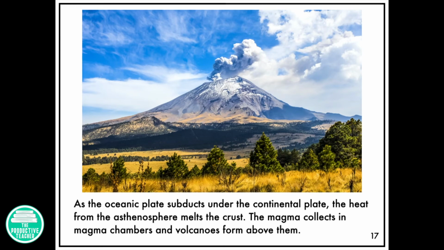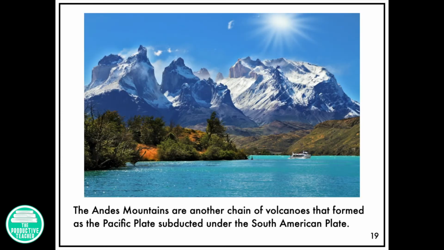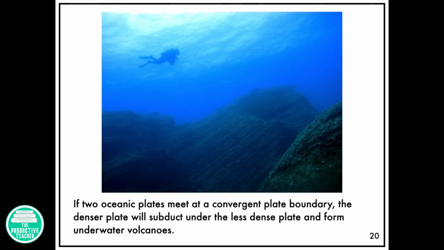The magma collects in magma chambers and volcanoes form above them. The Ring of Fire is made up of a chain of volcanoes formed as the Pacific Plate subducts under the plates around it. The Andes Mountains are another chain of volcanoes that formed as the Pacific Plate subducted under the South American Plate. If 2 oceanic plates meet at a convergent plate boundary, the denser plate will subduct under the less dense plate and form underwater volcanoes.